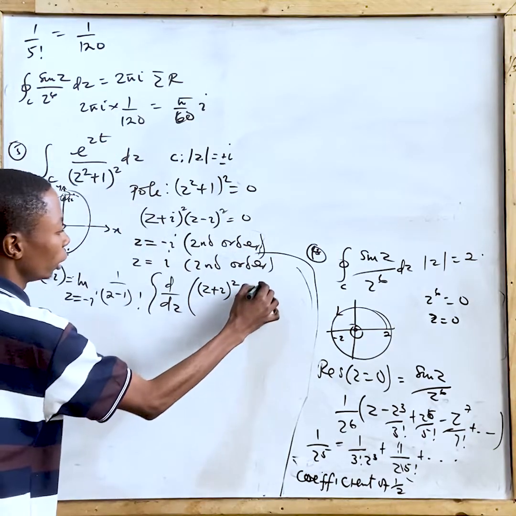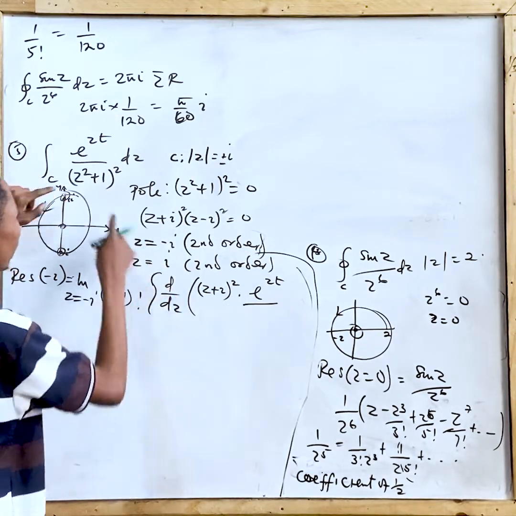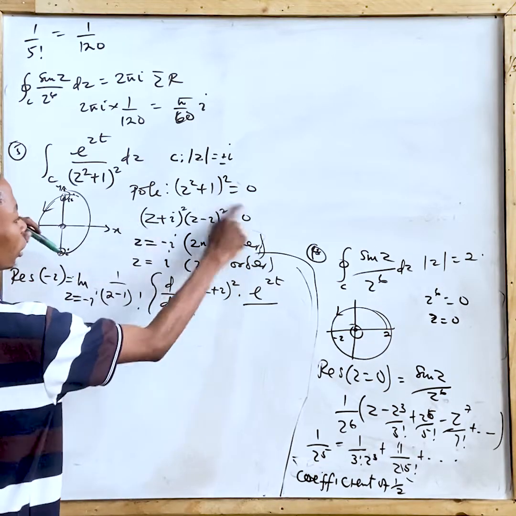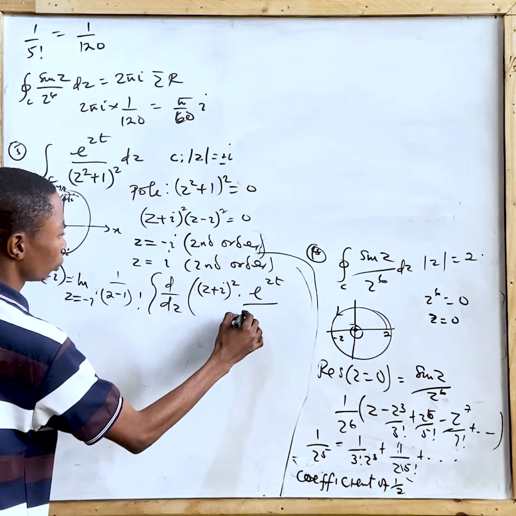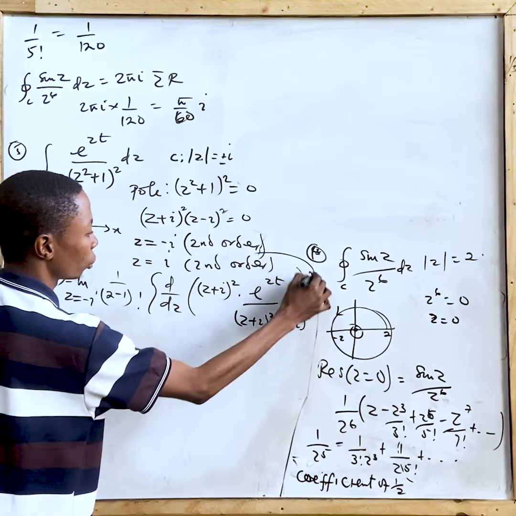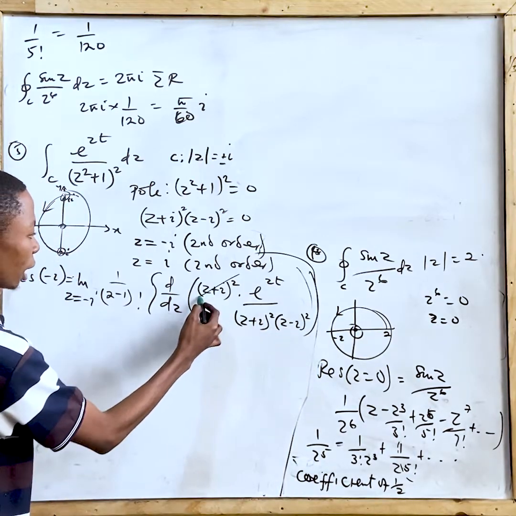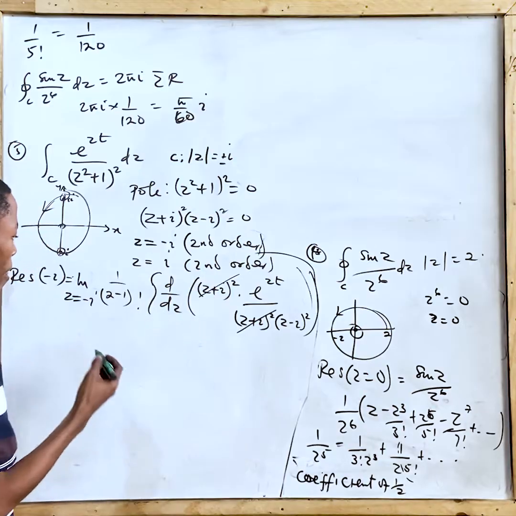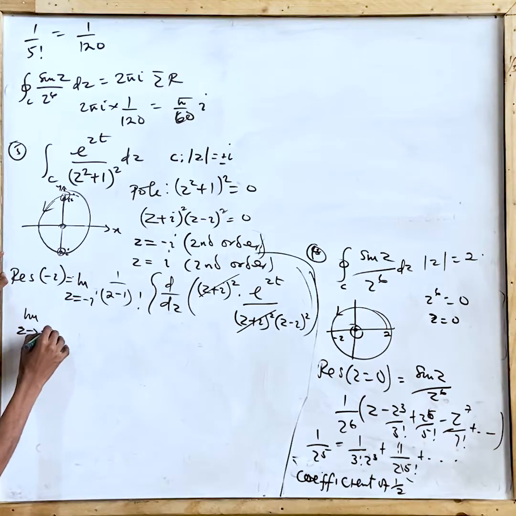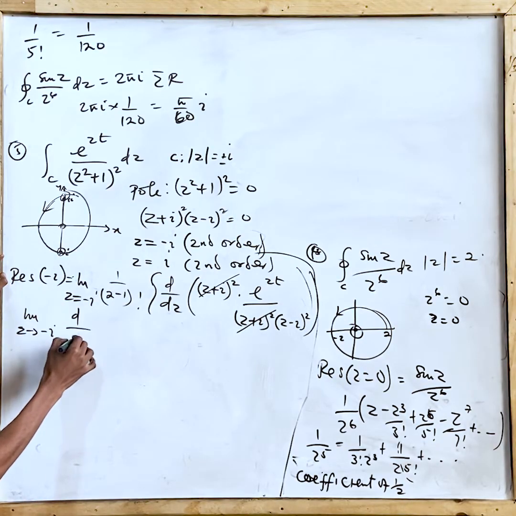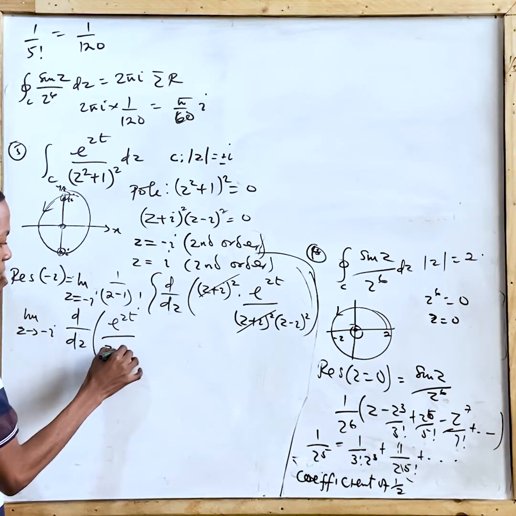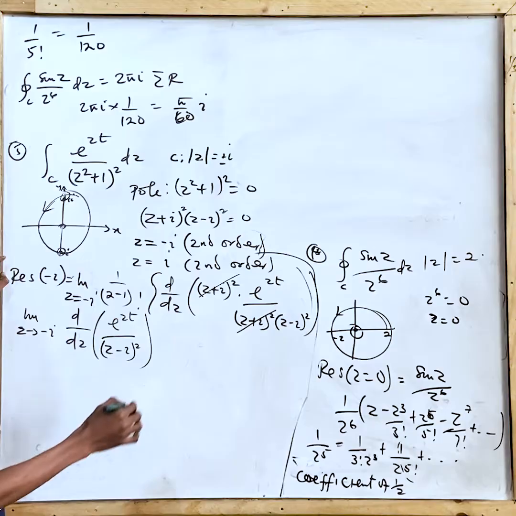This is the function: e raised to power zt divided by, instead of putting (z squared plus 1) all squared, I will just change it to this so that it can cancel out. So (z plus i) all squared, (z minus i) all squared. In that case, this (z plus i) will go. So 1 over (2 minus 1) factorial, that's 1. We are now taking the limit as z approaches minus i, and the derivative with respect to z of e raised to power zt divided by (z minus i) all squared.